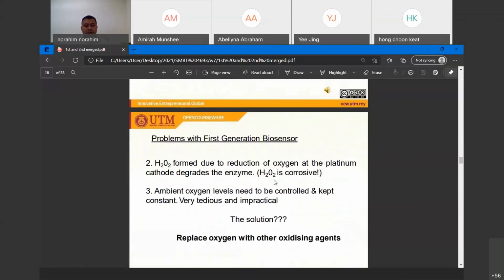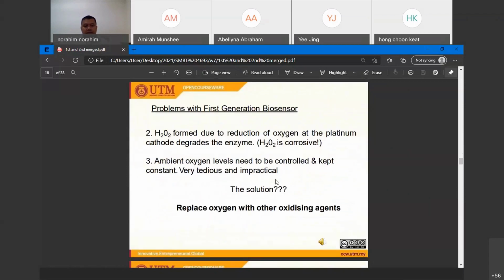Another problem with the first generation of glucose biosensor is, remember the hydrogen peroxide, due to the reduction of oxygen at the platinum electrodes, and then it degrades. Bila ada banyak sangat hydrogen peroxide terhasil at the cathode, then it is actually damaging, it is degrading the enzyme. So hydrogen peroxide is a gas, it's a very corrosive gas that is damaging your electrode. So that is not good.